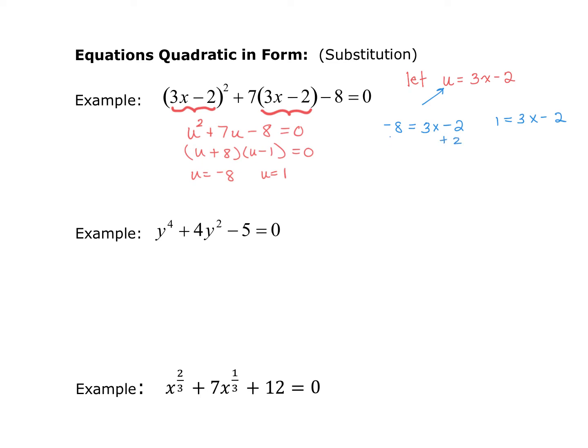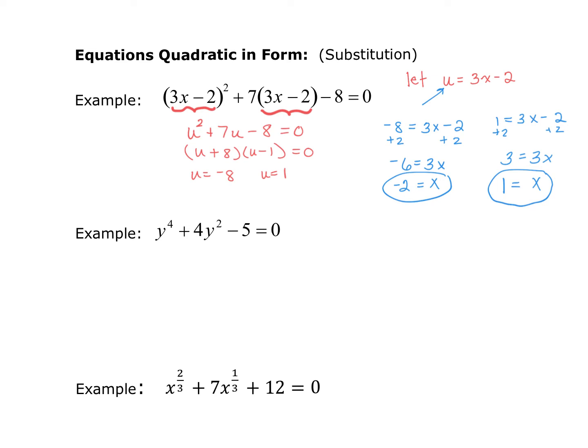So I'm going to add 2, negative 6 equals 3x. Dividing by 3, I get x equals negative 2. And also, if I add 2 to each side, I'll get 3 is equal to 3x, and dividing by 3, I get x equals 1. So I do get two answers. I've just made it easier to look at by making that substitution.